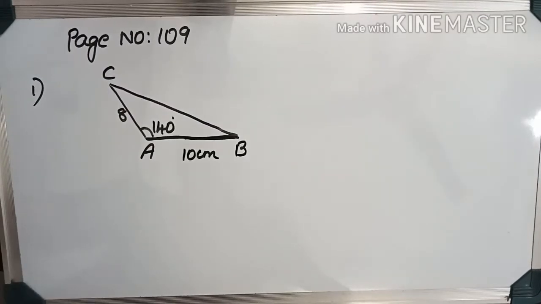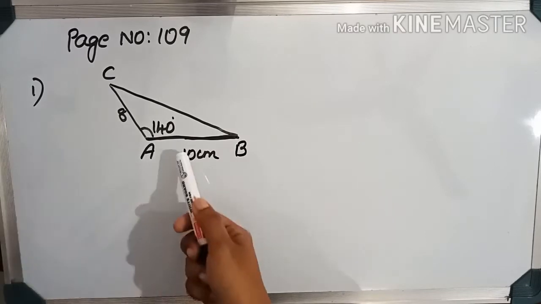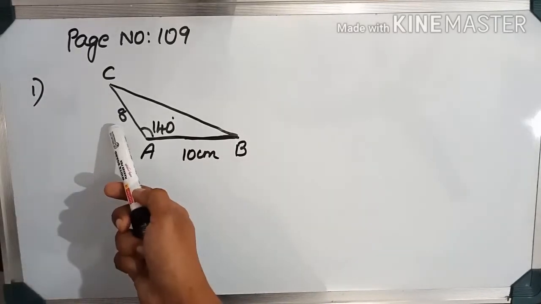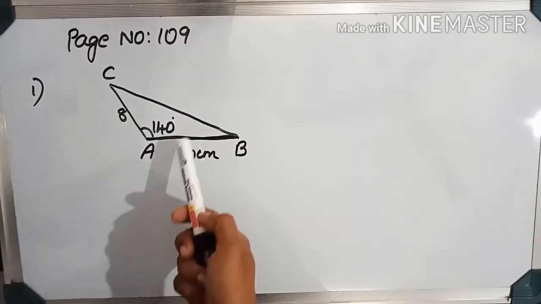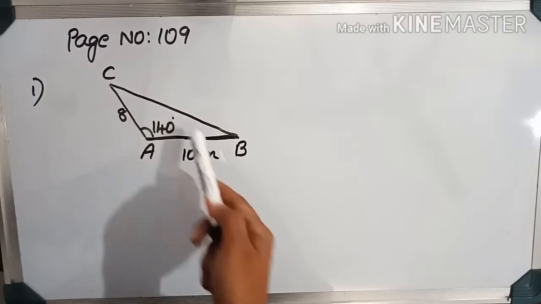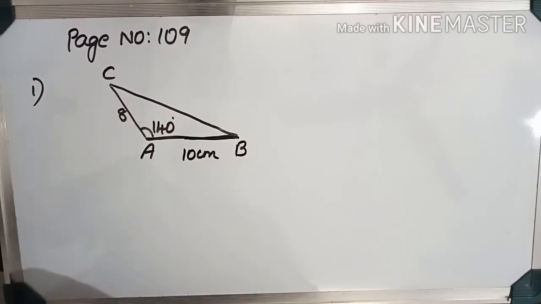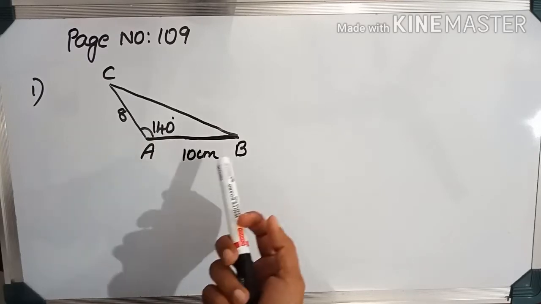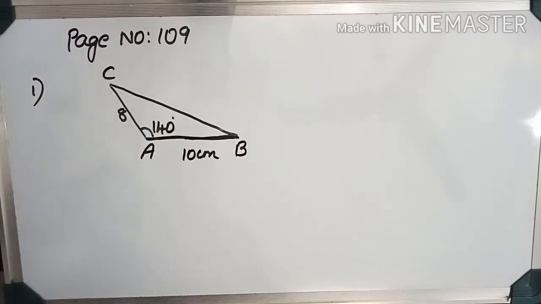In the first question, one more part is there. Suppose the angle between the sides is 140 degree. For the previous case, the angle between 10 centimeter and 8 centimeter was 40 degree. Here it is given 140 degree, what will be the area of this particular triangle? Only the angle is changing. So 140 degree means it is obtuse. Now we have to find the area of this triangle.